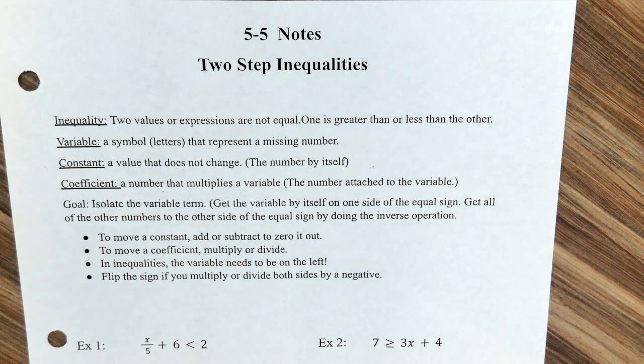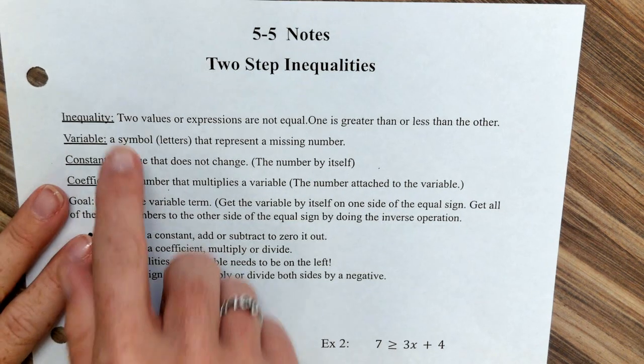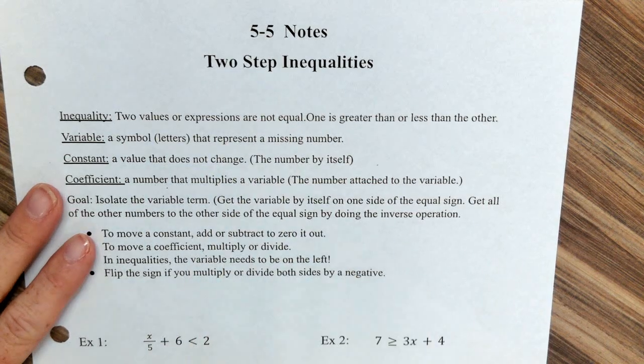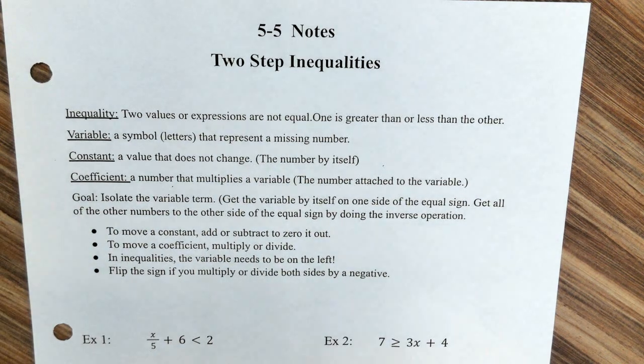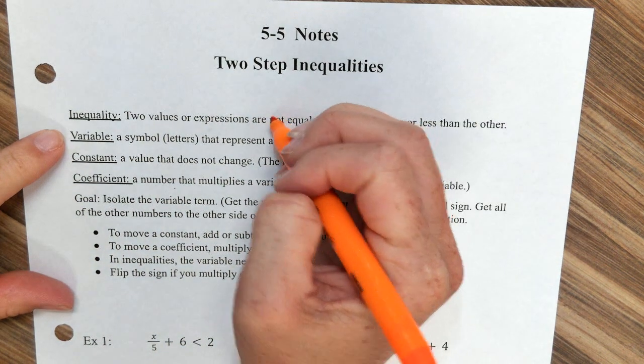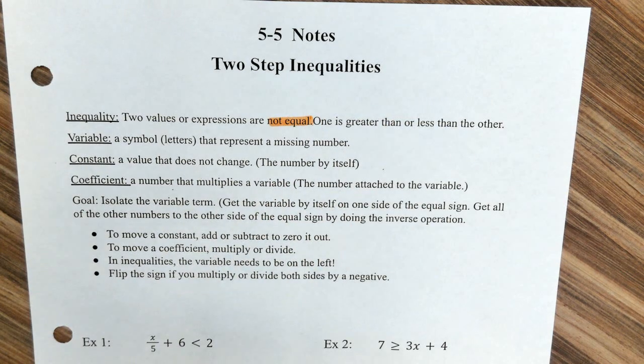Today we're going to move on to two-step inequalities. Everything's going to be the same as one step, but you'll have a constant to get rid of and a coefficient. So let's go through our vocabulary. Y'all already know this. We've been learning it for a week now. An inequality: they are not equal. One is greater than or less than or equal to the other.